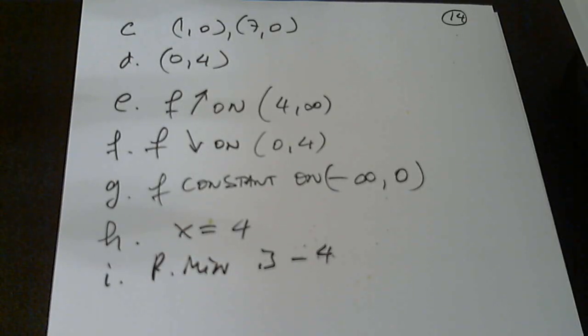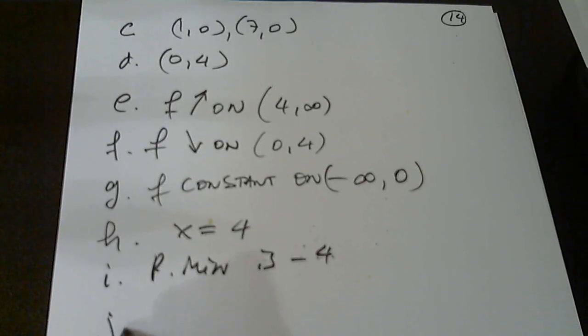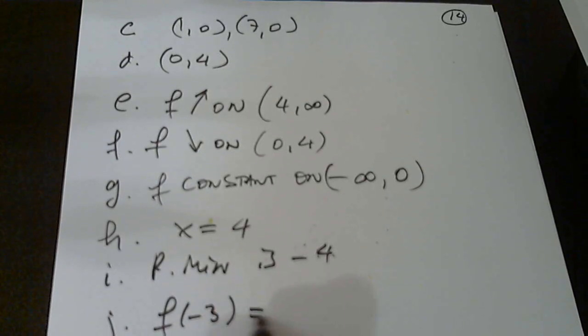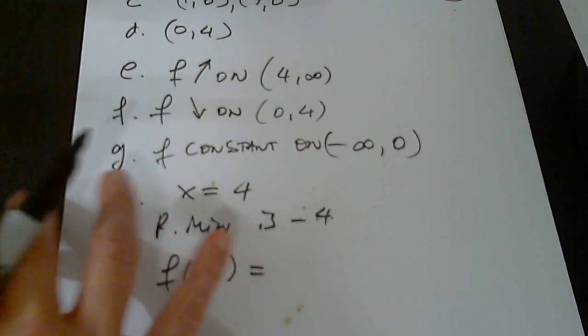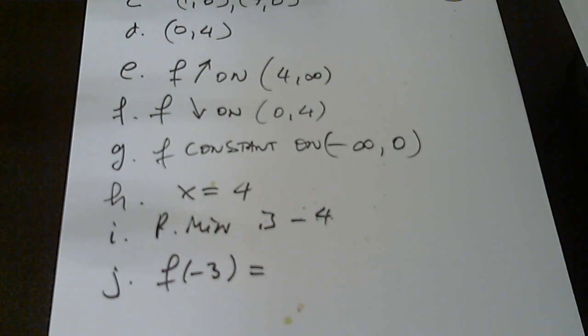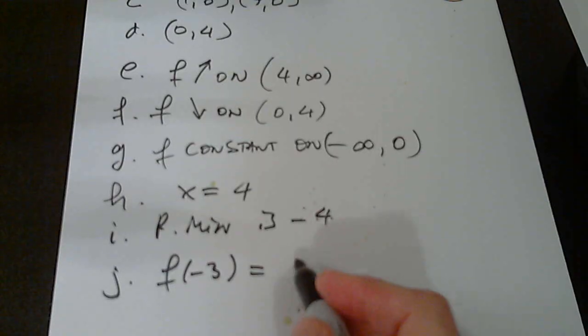Excellent. They're asking us now to find f of -3. F of -3. -3 is here. I draw, or I imagine I draw, a vertical line at -3. It crosses the graph at this point. I have to read the y value. Four. Indeed.